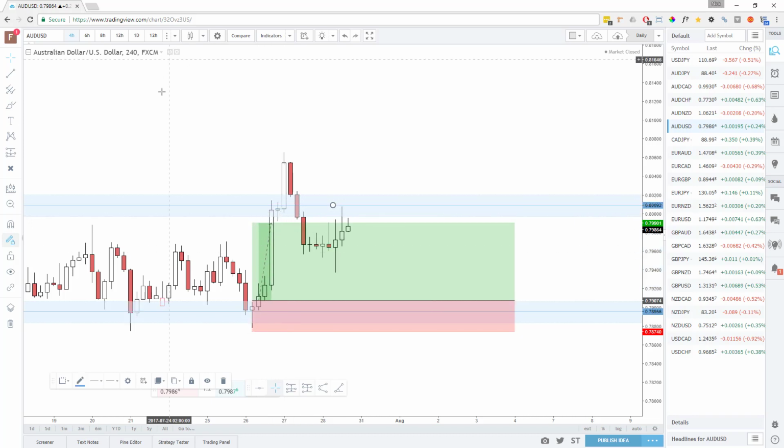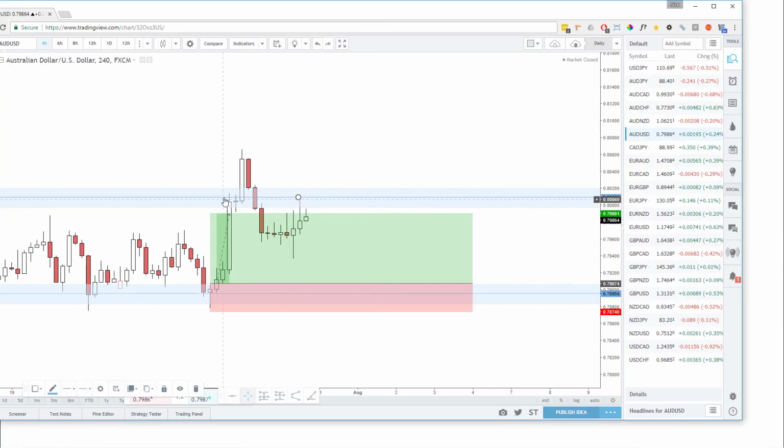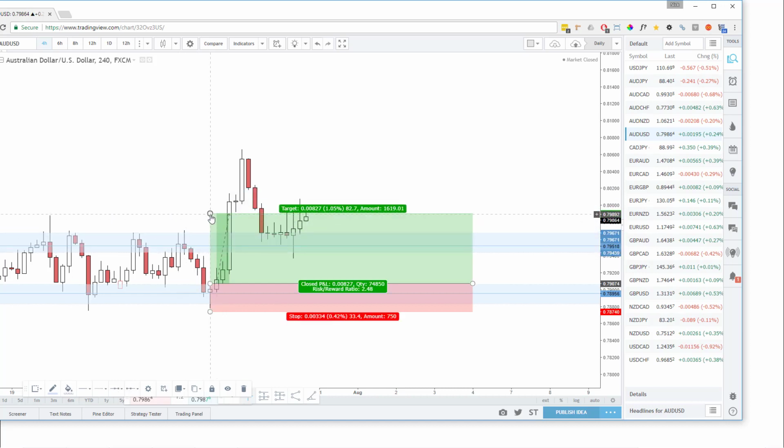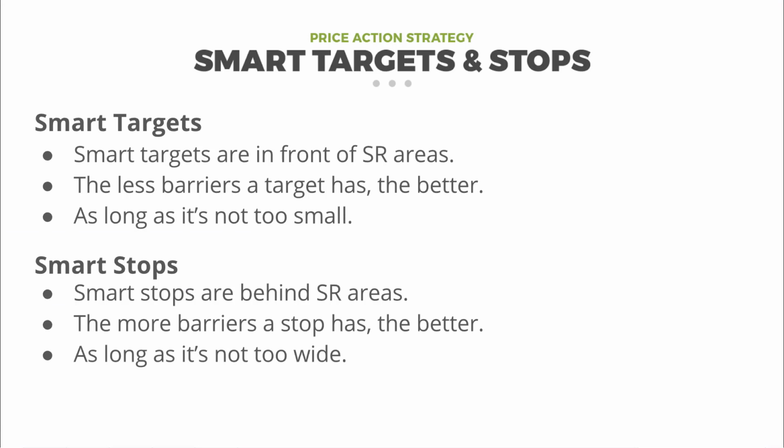This is resistance. So in a short trade, your target needs to be in front of support. On a long trade, your target needs to be in front of resistance. So that's a smart target, as long as it's not too small. That's another important factor. If, let's say in theory, the area was down here, we don't want our target to be too small. If our target's too small, we have a bad risk to reward ratio, so there's no point getting into the trade.